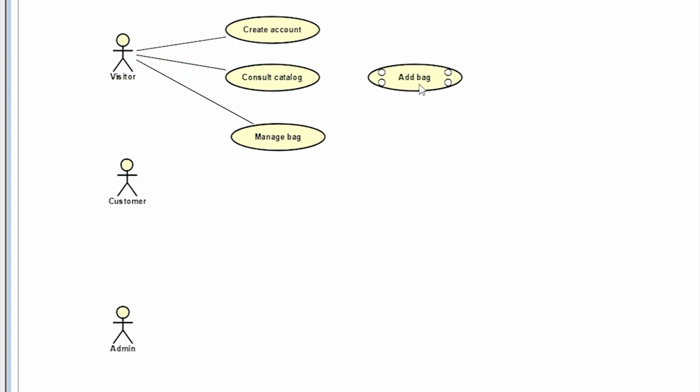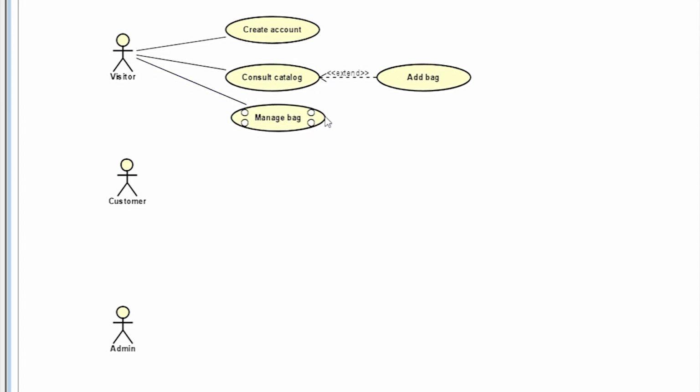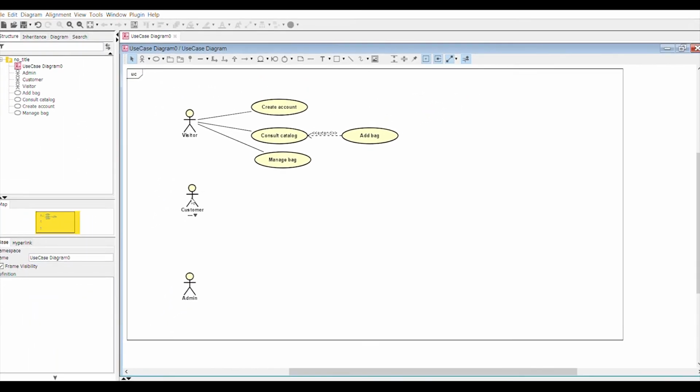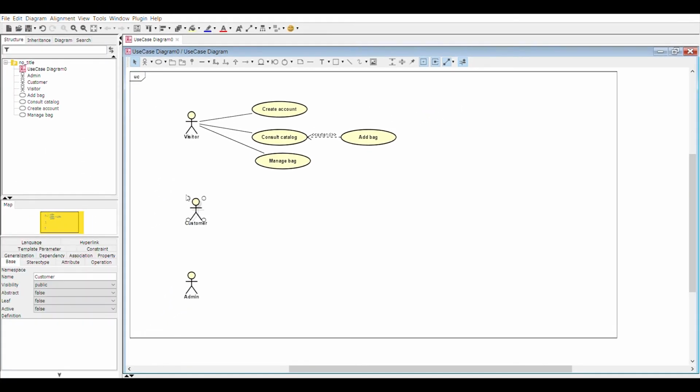Okay, so we will add here the extend relationship, and please pay attention to the point of the arrow. Always in extend the relation we point the basic use case. So we will do like this. Okay, add to bag extend consult catalog. Okay, so here are the use cases that a visitor can do. We will move now to the actor customer.